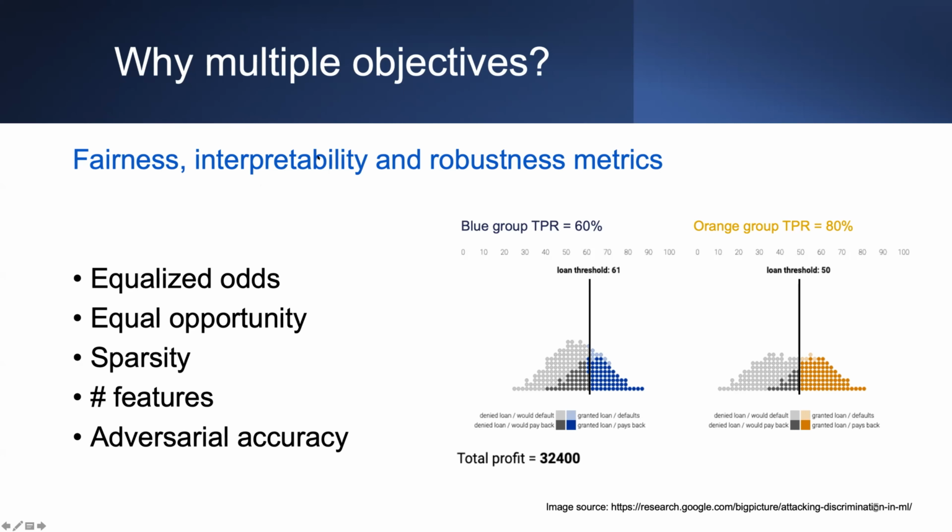You might also be interested in interpretability. Maybe one way of making sure that your model is interpretable is just making sure that it's sparse. It's just one way; it can be a proxy. It can be, for example, the number of features if you're doing some sort of feature engineering. And it can also be robustness, right? So beyond fairness and interpretability, maybe you want to make sure that your model is robust to adversarial attacks, for example.